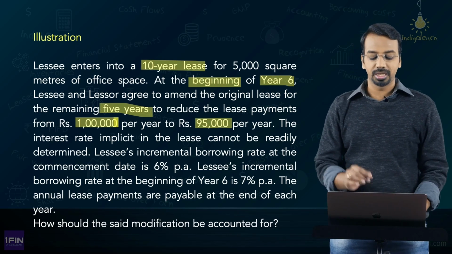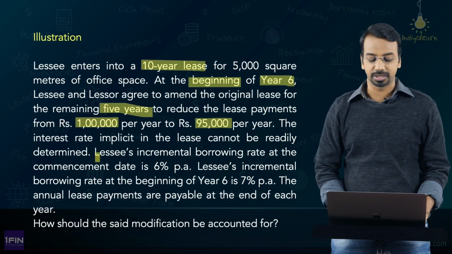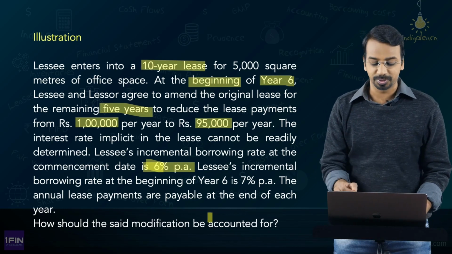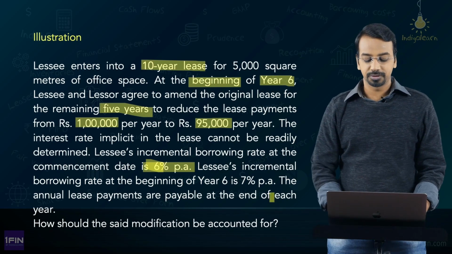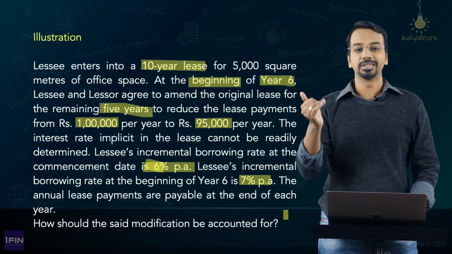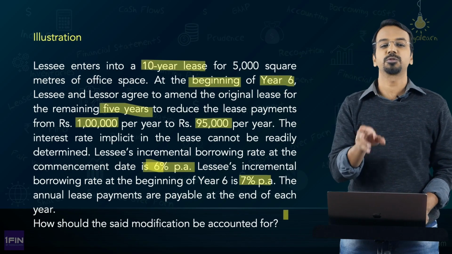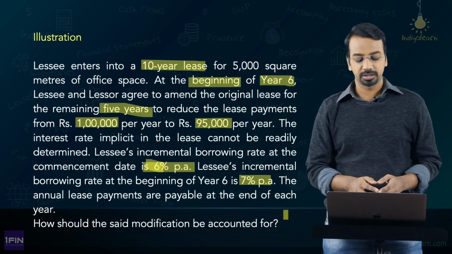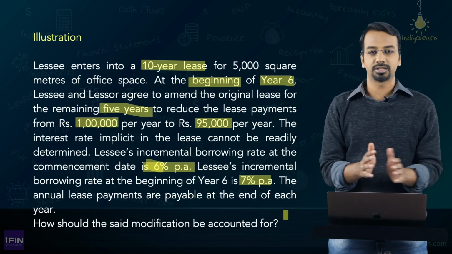The interest rate implicit in the lease cannot be readily determined, and the lessee's incremental borrowing rate at the commencement date is 6%. So when the lease commenced, the incremental borrowing rate is 6%. So that will be the discounting factor. Lessee's incremental borrowing rate at the beginning of year 6 is 7%. So 6% is at the commencement, that is at year 0, when you initially recognize the ROU asset and the lease liability. Later on, when the lease was modified, the revised rate is 7%. The annual lease payments are payable at the end of each year. How should the said modification be accounted for? So lease payments are made at the end of each year. That's also very clearly given.